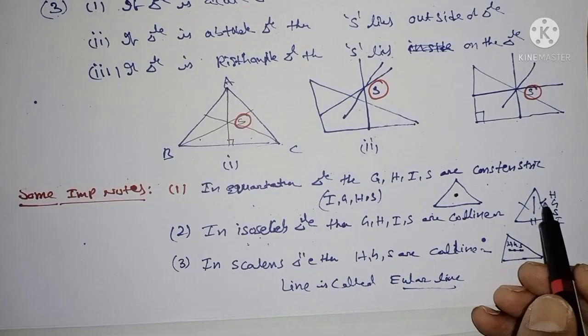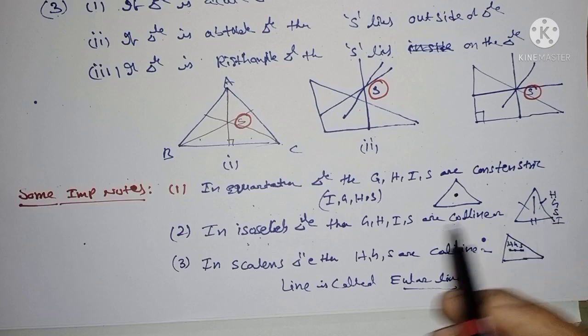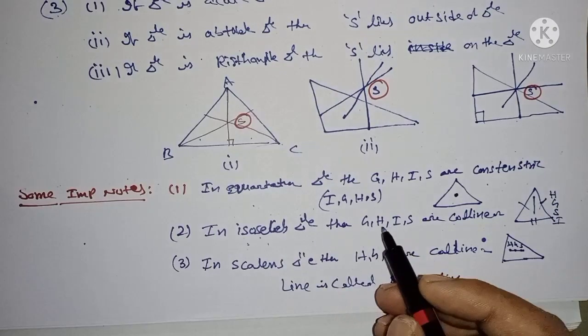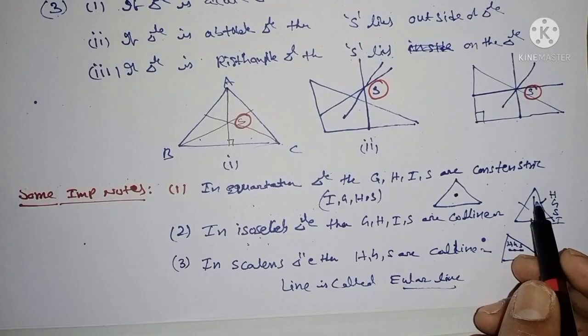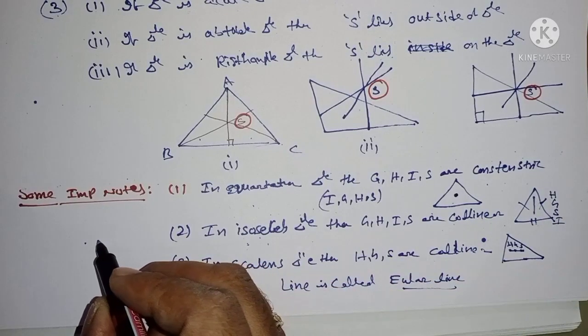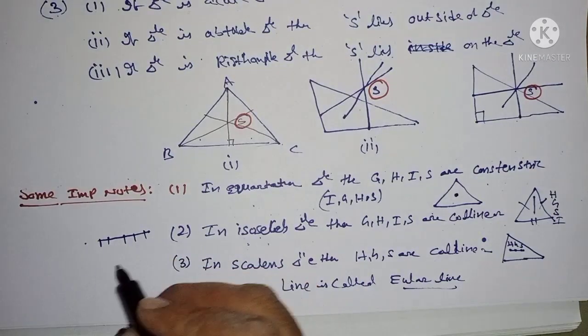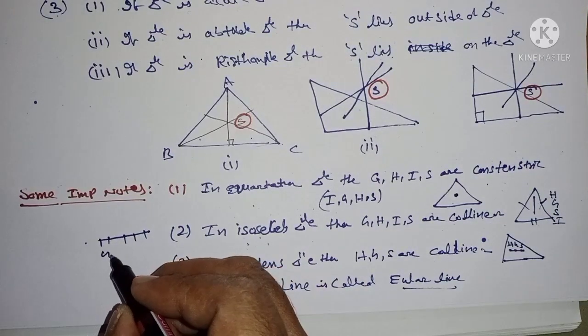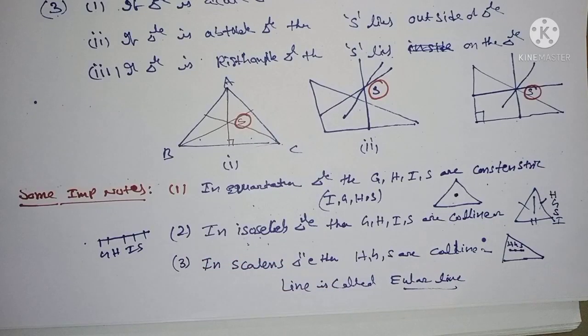If two sides are equal and the other side is not equal, it is an isosceles triangle. In an isosceles triangle, G, H, I, S are collinear, meaning they are in one line only. This is called collinear. Three different sides make a scalene triangle.